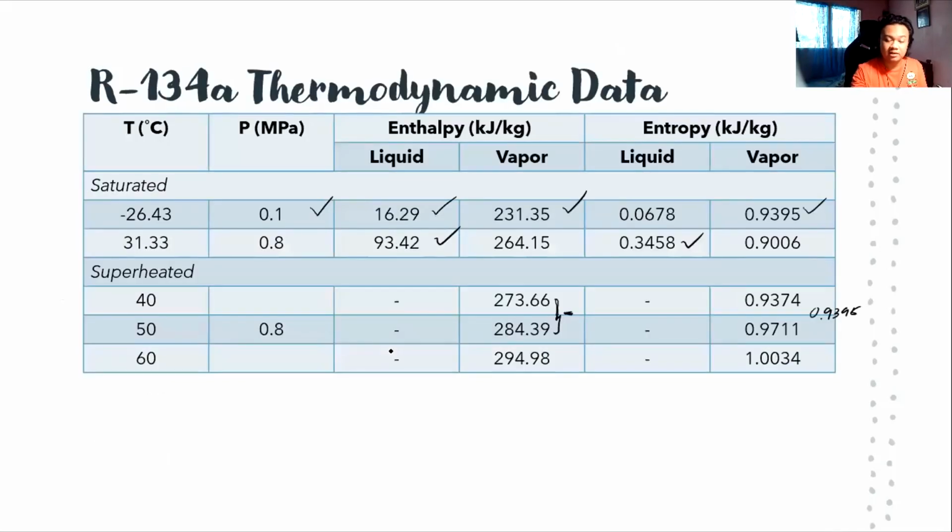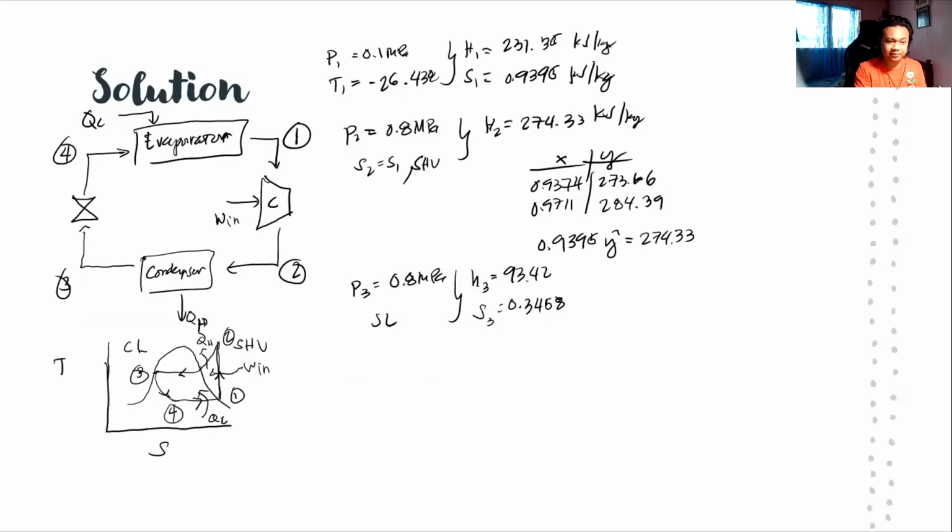This throttling valve operates at state 4. We don't have data for state 4 now, but we know that the throttle operates as an isenthalpic process, meaning H4 is equal to H3. That's what it means. Okay, isenthalpically.